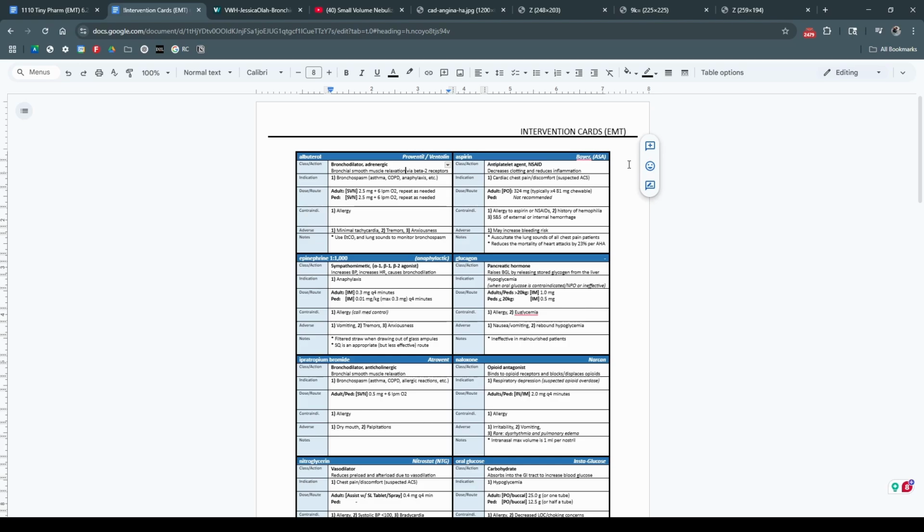So I do think the end goal is to be handed blank intervention cards and fill out all of the information you see here from memory. I think it helps you both as a student and certainly as a clinician.